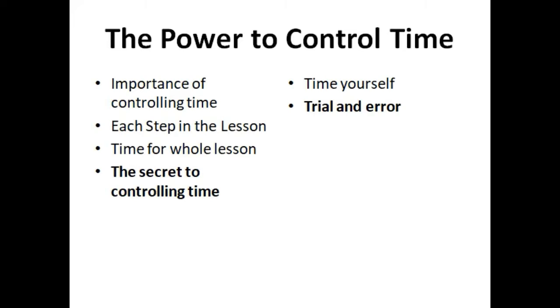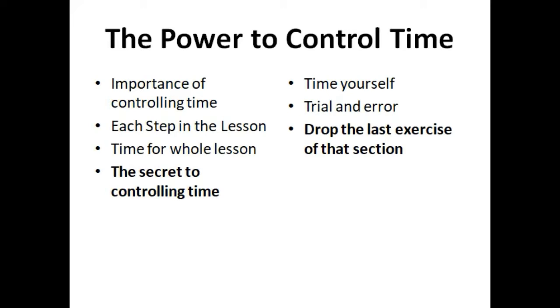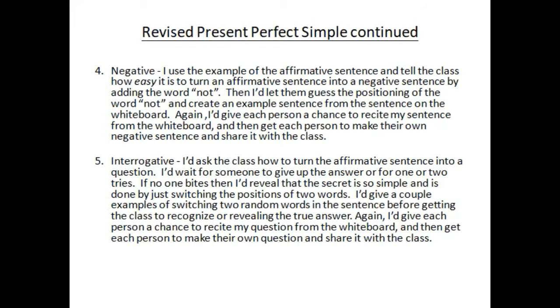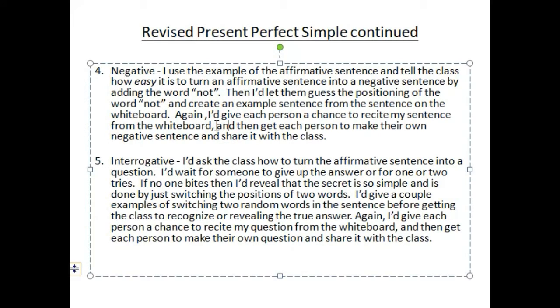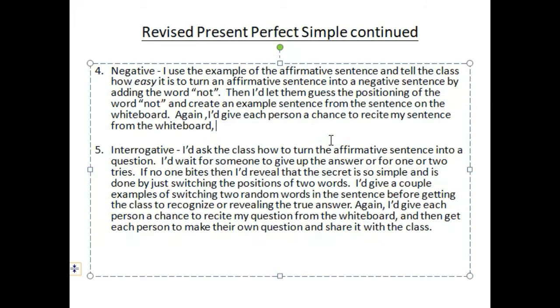Ideally, I always try to account for enough time to get through all four parts, but if I need to get through it really quickly, I will end up dropping the last exercise from a section. So we'll go back to the lesson plan. For example, if we look at the negative part, if I notice that we are running short on time, I would go to the very last exercise here, which is to get each person to make their own negative sentence and share it with the class. I would just drop it, and then we move on to the next part.